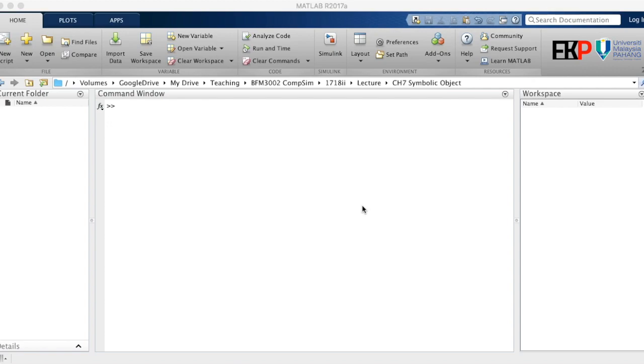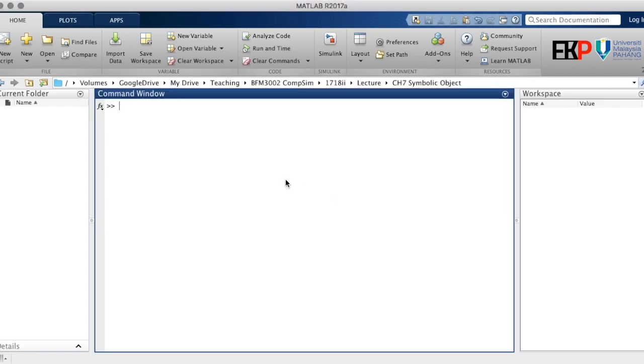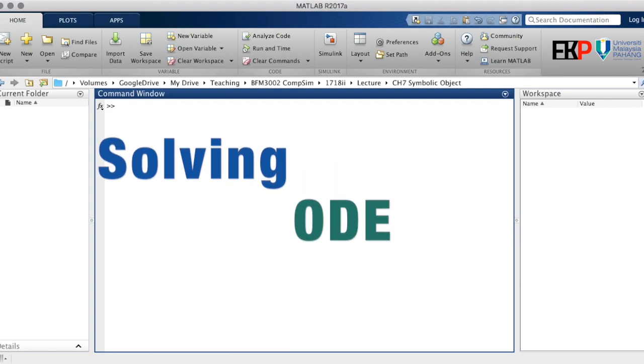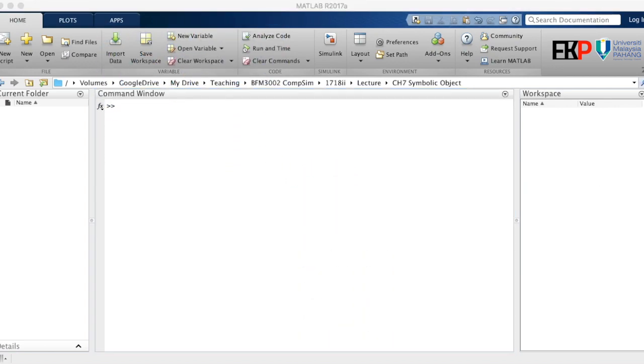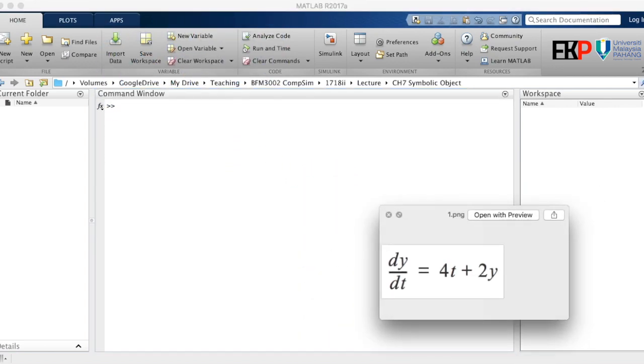In the previous lesson, we discussed how to solve algebraic equations and also simultaneous algebraic equations. Symbolic math can also be used to solve differential equations. Let's take a look at how we solve this differential equation here. We have dy dt equals 4t plus 2y. In symbolic math, the default independent variable is t.